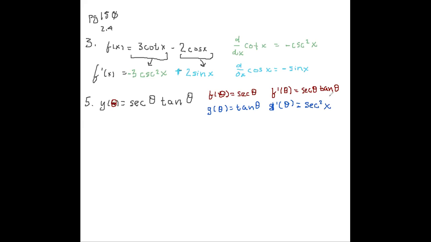It's secant squared x, or theta, rather. Okie doke. So next we need to remind ourselves what the rule is. Our product rule is going to say that if we have the function f of g, then the derivative of that function is going to be equal to f prime g plus g prime f.